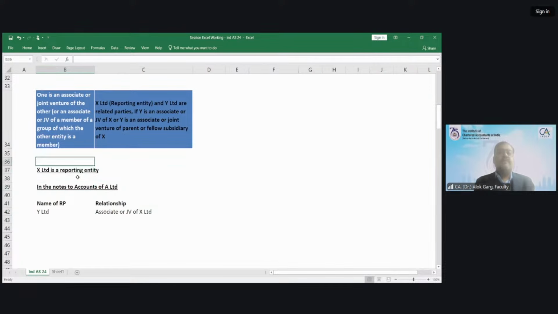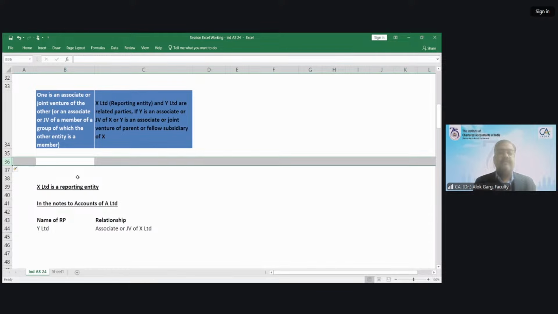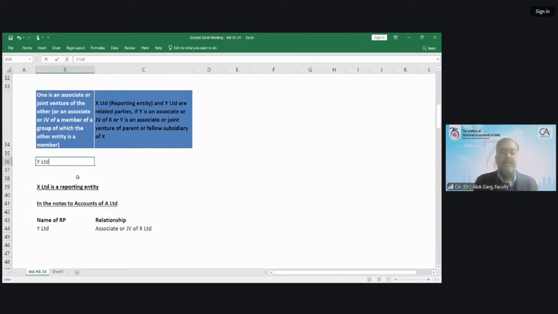So X Limited is a reporting entity, and it is written that Y Limited is... so let's write: X Limited is having joint control or significant influence over Y Limited. What does it mean? If X Limited is having joint control or significant influence over Y Limited, what does it mean?